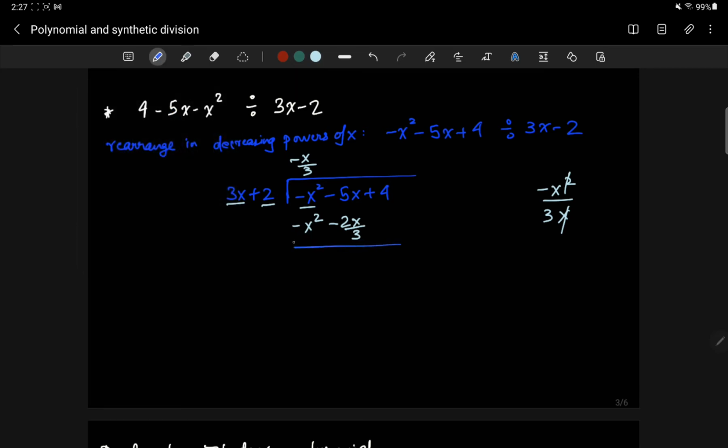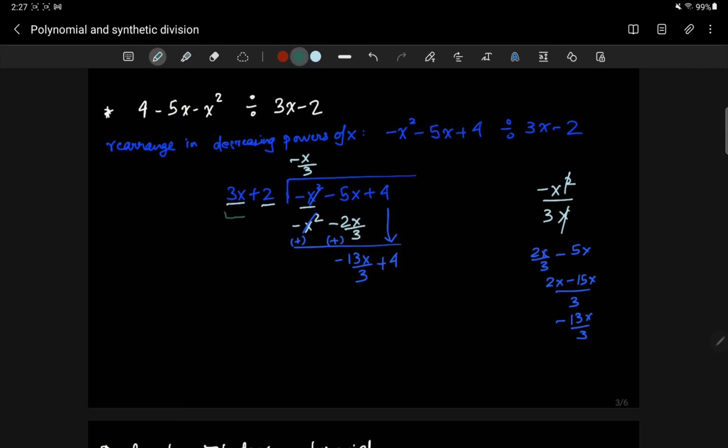Now I need to subtract these. When I subtract, the negative becomes a positive, the negative becomes a positive, and these cancel. Then I do this calculation in the scratch work here. 2x over 3 minus 5x is 2x minus 15x over 3, which is negative 13x over 3. So this is negative 13x over 3. I bring down the last term to get a plus 4.